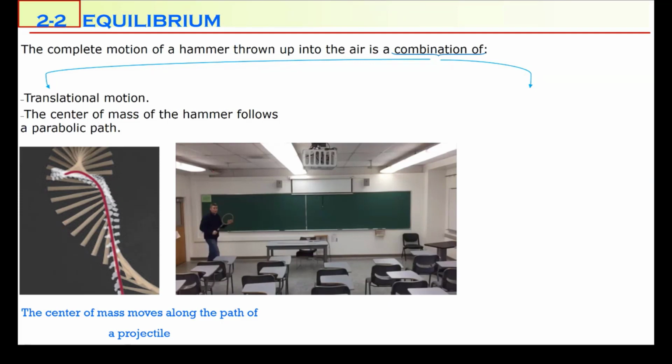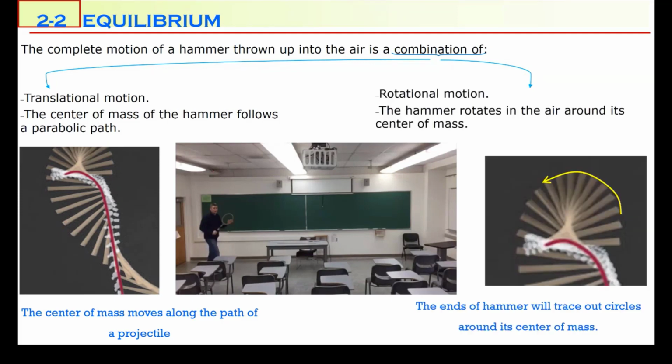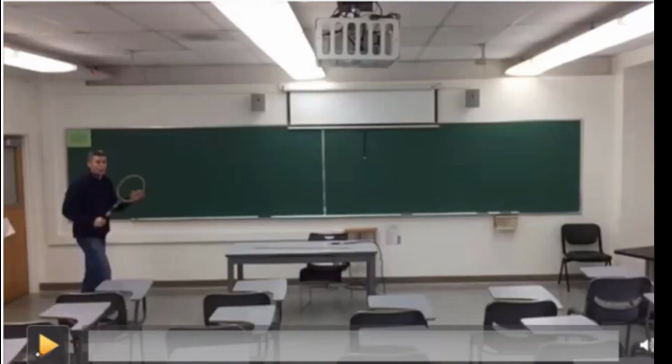The second one is that the hammer itself spins about its center of mass, a rotational motion about its center of mass. In the first one, the hammer's center of mass follows a parabolic path. Translational motion. Remember, if you study the motion of the center of mass, that motion is named translational motion. And the second one is that the hammer is spinning around in air around its center of mass, so it's rotational motion. Let's see, this man is doing an experiment about that.